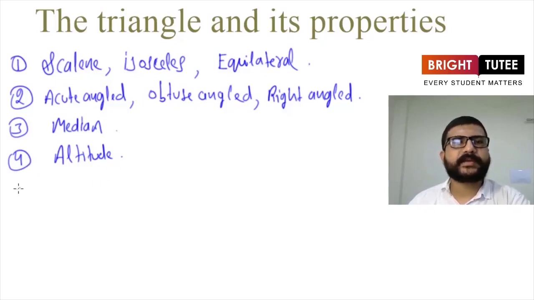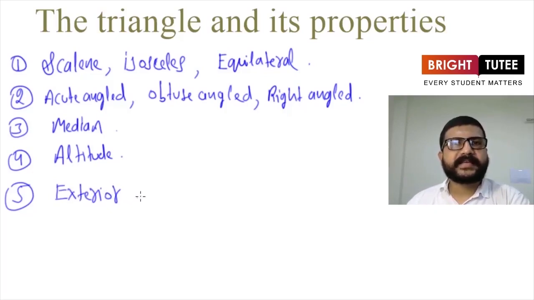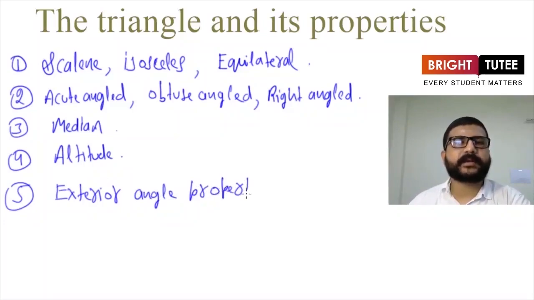Now after altitude, we have seen one property which is exterior angle property. What was it? Exterior angle property is exterior angle is equal to sum of the opposite interior angles. We name this property as exterior angle property. Now in this video we are going to see one more property, and it is angle sum property.